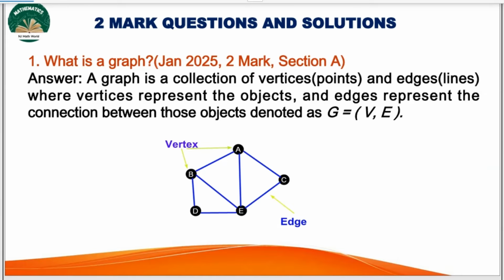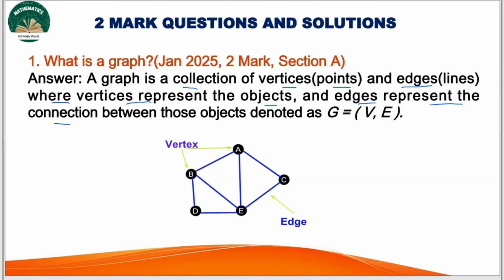What is the first question? What is a graph? It was asked in January 2022. It carries 2 marks and it is in section A. A graph is a collection of vertices, points, and lines where vertices represent the objects and the edges represent the connections between those objects, denoted as G equals (V, E).